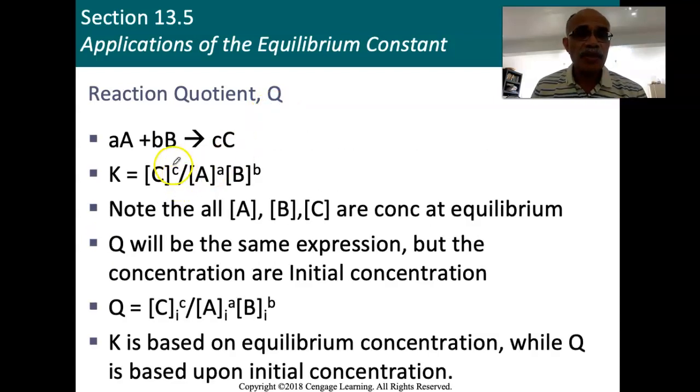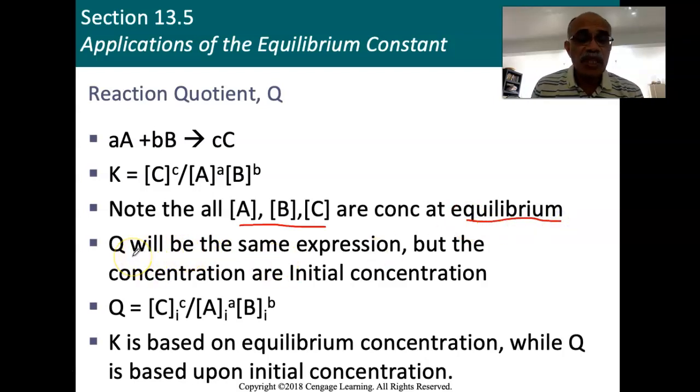So for example, here, a reaction of reactants to form products, we write the expression for K in the same way as we have learned: concentration of the products divided by the concentration of the reactants, right? Raised to their coefficient as shown. Now, all the concentrations of A, B and C are the equilibrium concentrations.